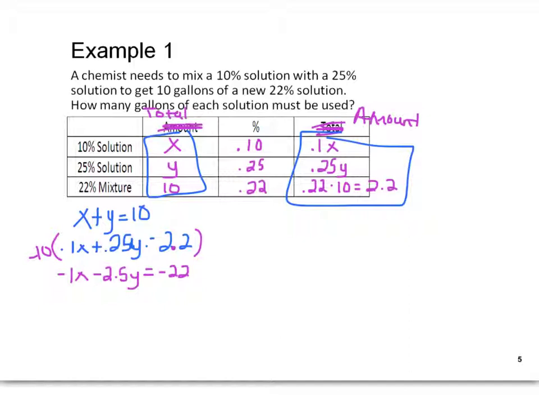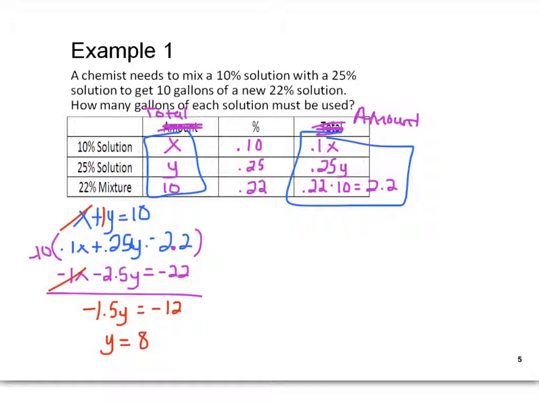So this equation in the middle goes away. What we're doing is adding up the first and the last equation. So our x's cancel out. 1y minus 2.5y is negative 1.5y, which if you're not good at that in your head, you can easily put that in the calculator. 10 minus 22 is negative 12. And if I divide that, I end up with 8.